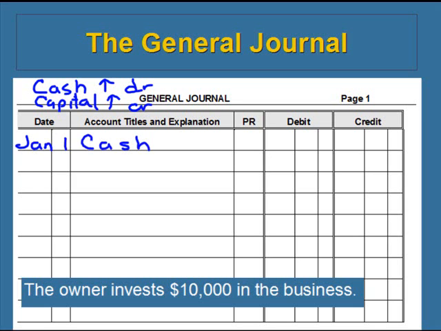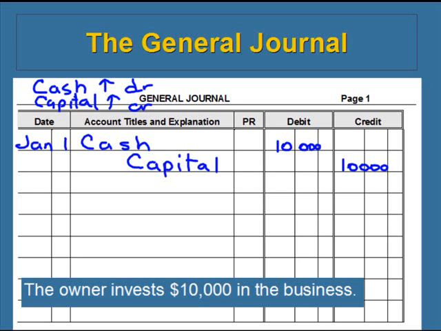PR stands for post-reference, and we'll do that in another lesson. Then we're going to put the $10,000 in the debit column. The next thing we're going to do is deal with that capital account. Every time we put a credit into a general journal, we're going to indent and we're going to write the word capital. We know that capital is going to be credited, so we're going to put that $10,000 in the credit column. So there we have a journal entry.